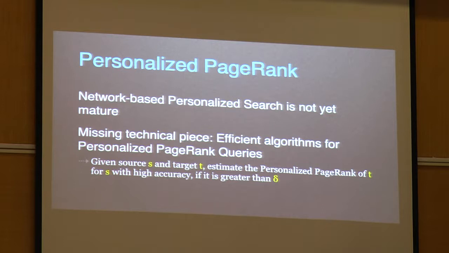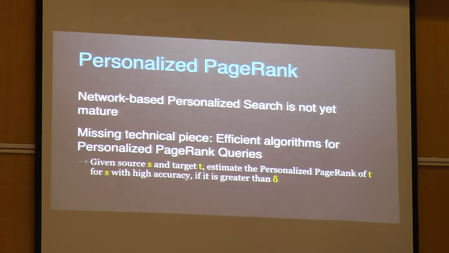Okay. And so what's a personalized page rank query? Given a source S and a target T, estimate the personalized page rank of T for S with high accuracy if it's greater than delta. Okay. So there's some threshold delta that you want. You're given some result, and you want to find if the personalized page rank of T starting from S is high, with high accuracy.